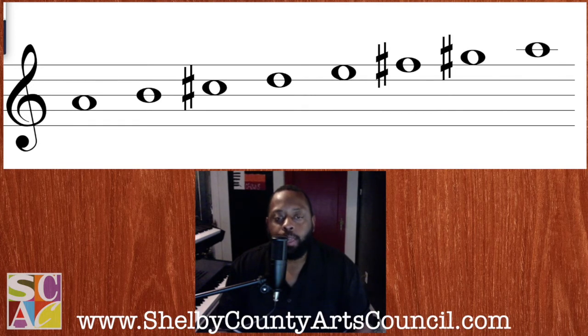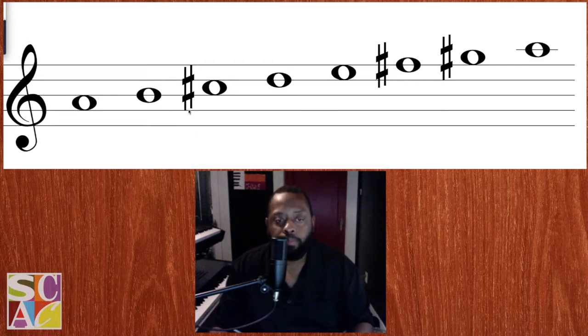So let's take the key of A for an example. Now, first of all, this is the sign for a sharp. And notice how it's placed. It's placed before the note.